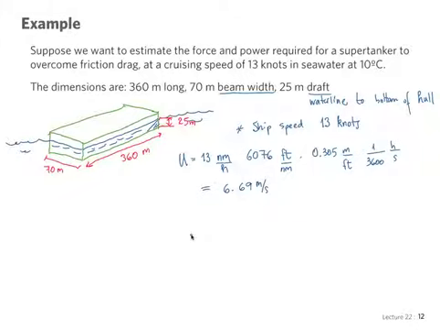We got the speed. What else are we going to need? The properties of the fluid. So we look up the properties of seawater. We're told that this is seawater at 10 degrees Celsius, so we look that up, and we get nu from a table somewhere: 1.37 times 10 to the minus 6 meters squared per second. And so now we can get the Reynolds number.